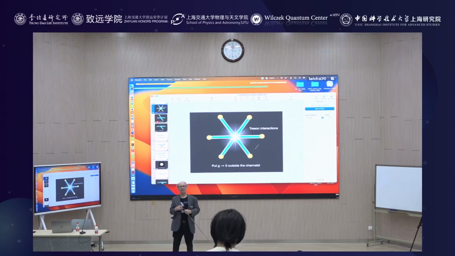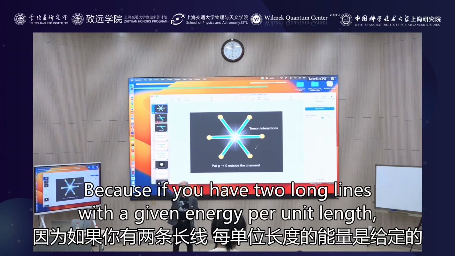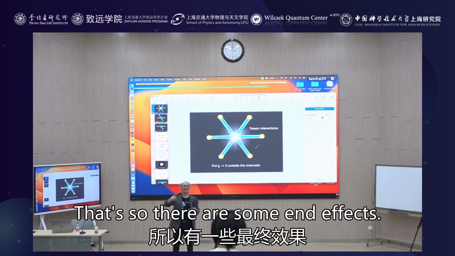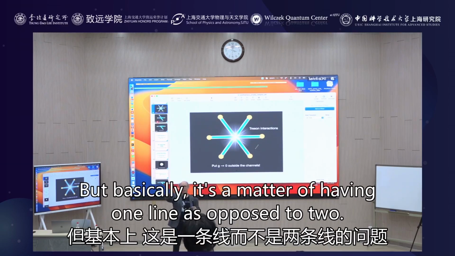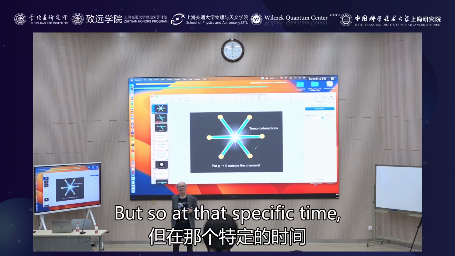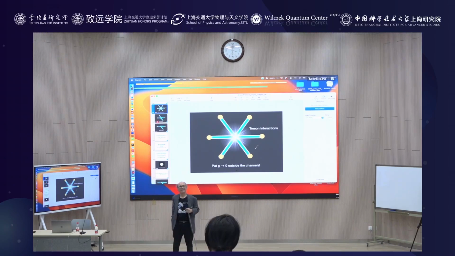It's lower energy, because if you have two long lines with a given energy per unit length, that's a longer length than having just one. So there are some end effects, but basically it's a matter of having one line as opposed to two. Yeah, but at that specific time when they come to a trion, they have the same energy. Yes. But at that specific time, why would they prefer to be trions?